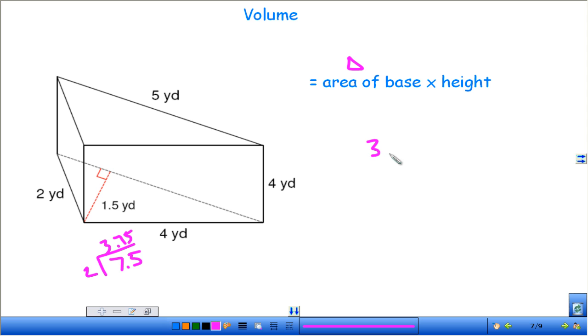What's my height? 4. So this is already yards squared. When we multiply it by another yard, that's going to give us yards cubed. So this becomes 20, and then 30, and then 12, 13, 14, 15. Count your decimals. So this actually equals 15 yards cubed because it's volume.